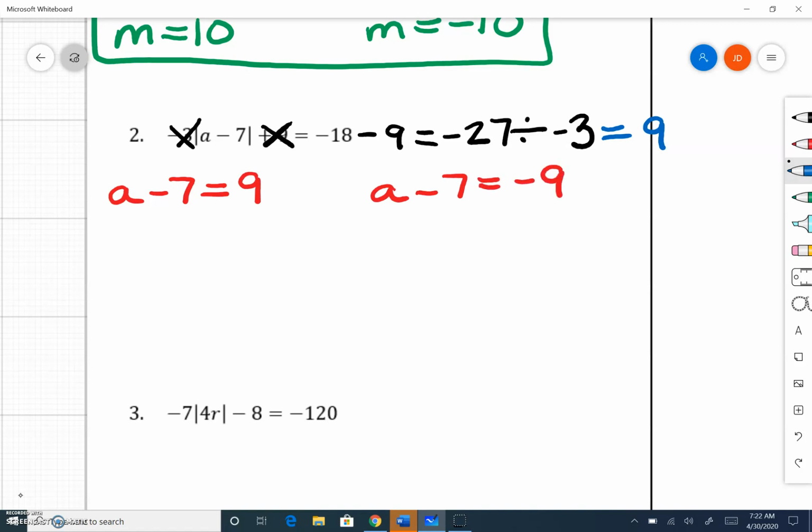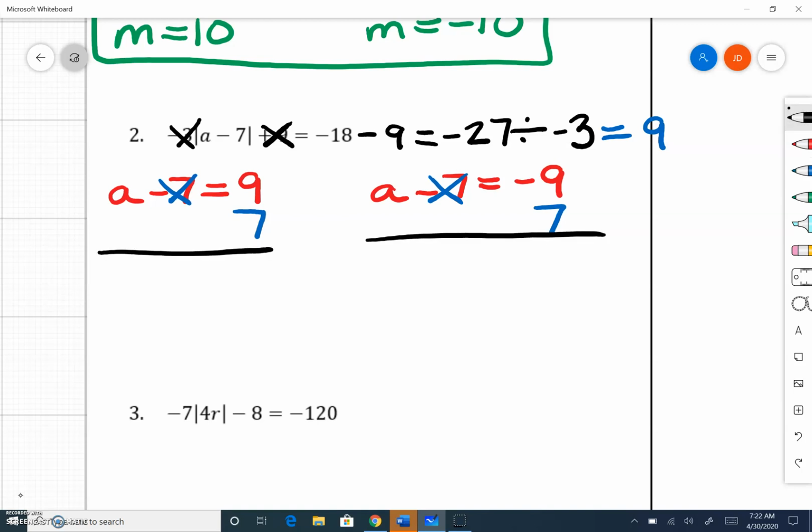Some of the mistakes I seen was people, when they move the number, they're not changing it. So it's a negative 7. So on this side, it's got to be regular 7. That's gone. Now this final step, we always add right here. So that gives me A equals 16. And then over here, A equals negative 2. There's my 2 answers.